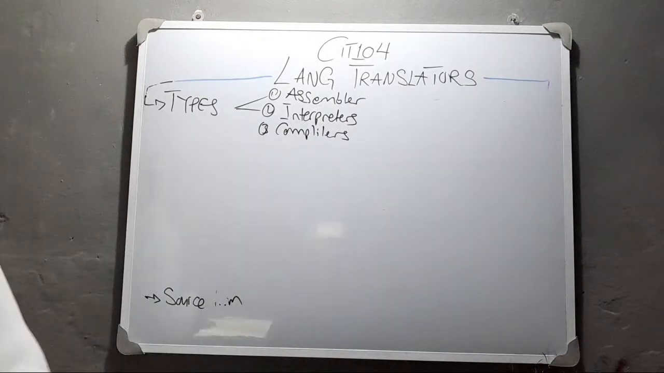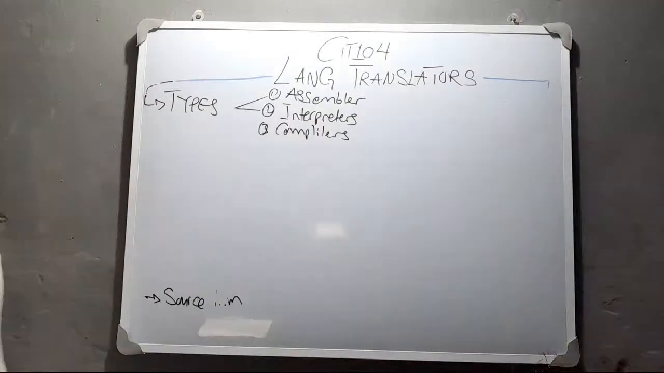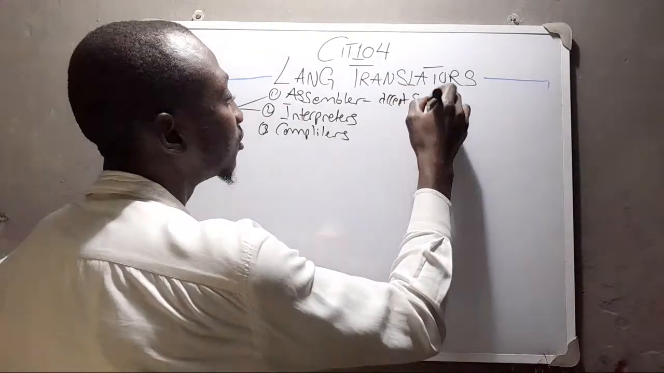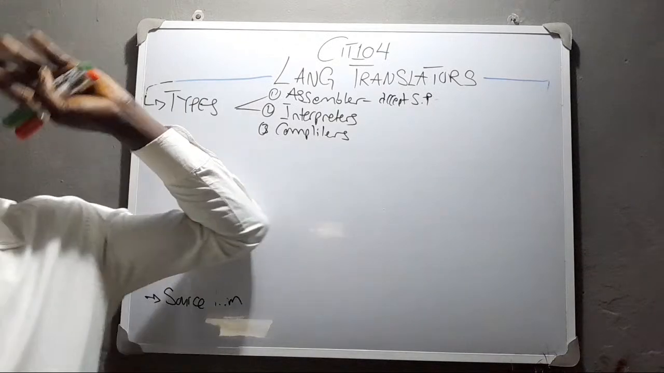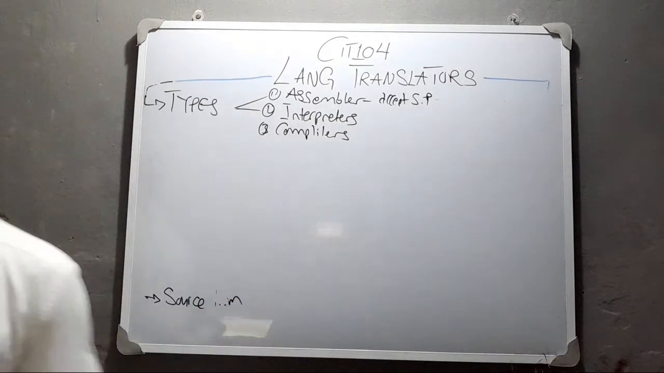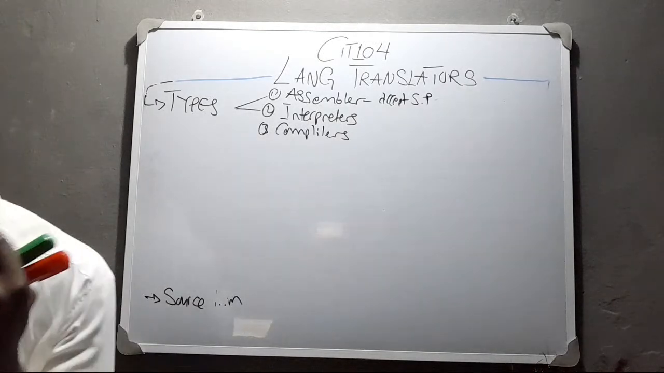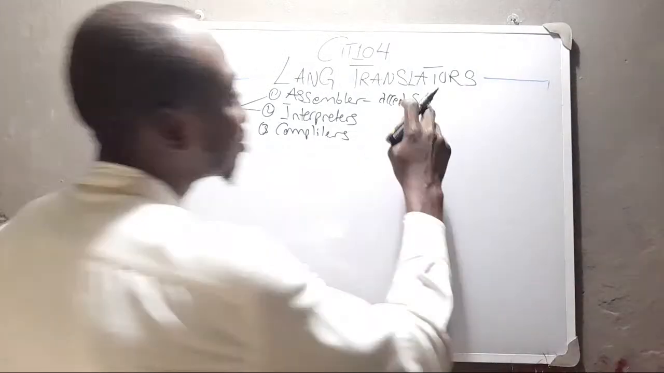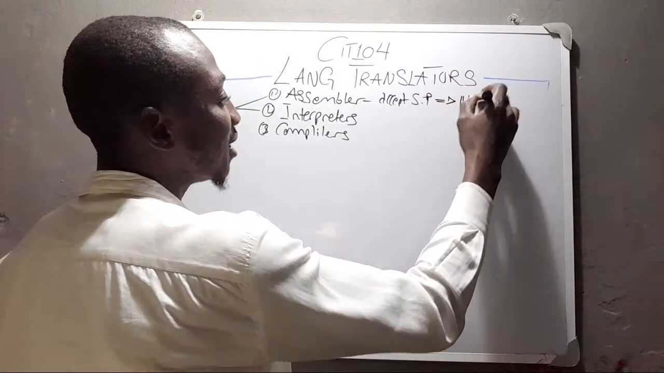What does the assembler do? Now the assembler is a computer program that accepts a source program in assembly language, reads it, and translates the entire program into machine language. It accepts the source program, then translates it into machine language.